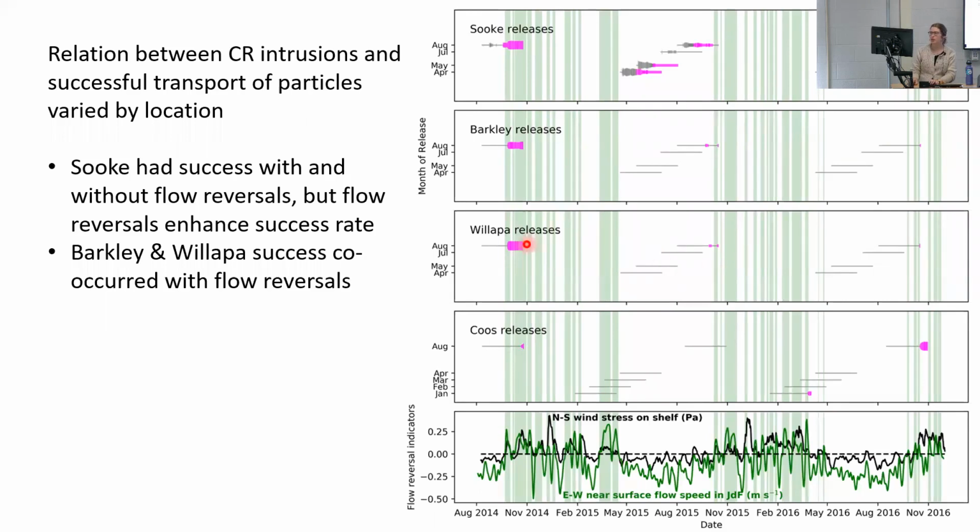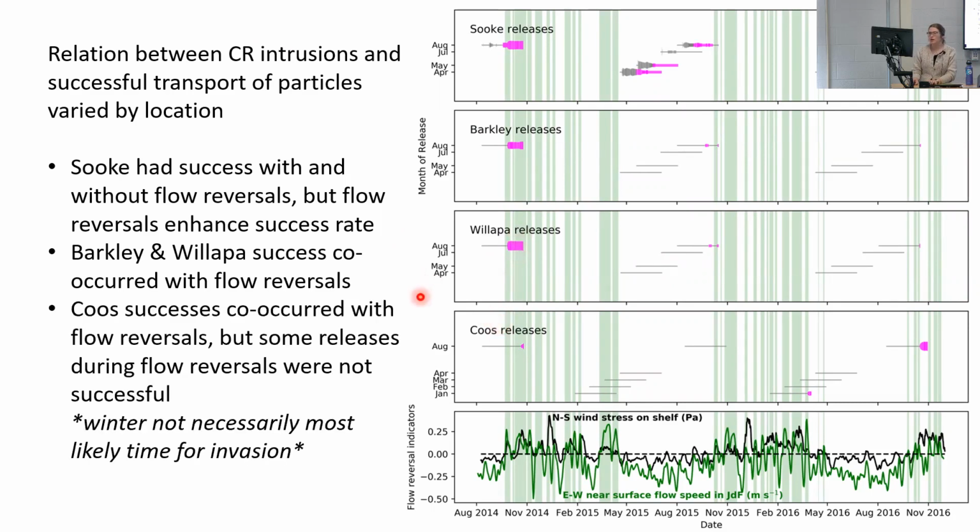And basically all the releases that didn't have any flow reversals in them, flow reversals being the flow in the Strait of Juan de Fuca reversing because the Columbia River intrusions were zero, were unsuccessful. And so you only saw success when the release overlapped with a Columbia River intrusion.